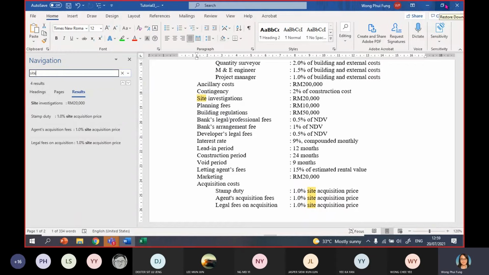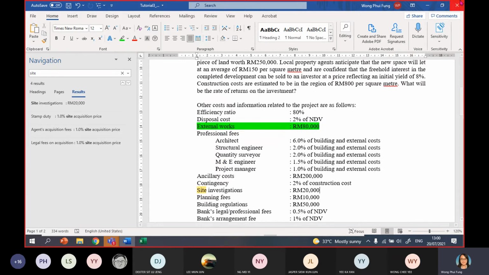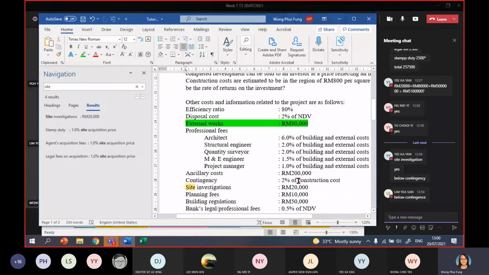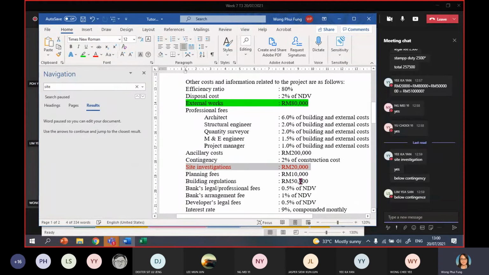Let me see. This one, site investigation, is actually part of the other cost. This one is like ground investigation. The one that you say, I believe, is site clearance. Gayen, site clearance is actually not given in this question. Correct or not? So if site clearance is not given in this question, you don't put it. This site investigation should be put under other costs. It's not site clearance.